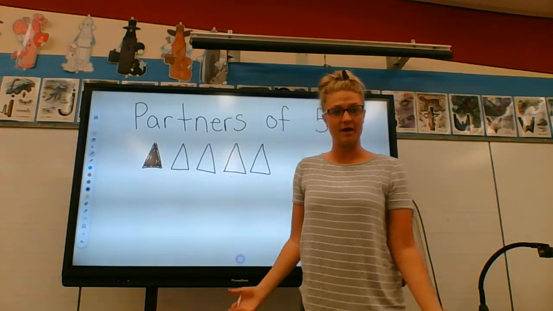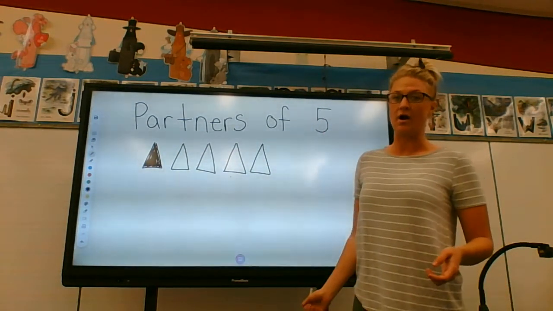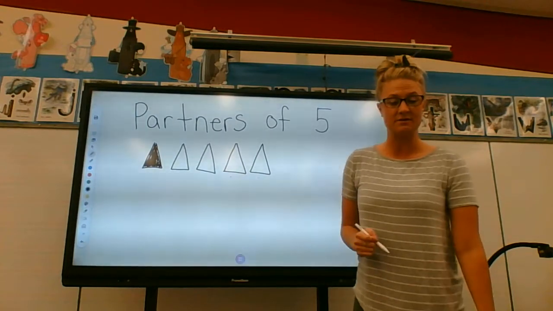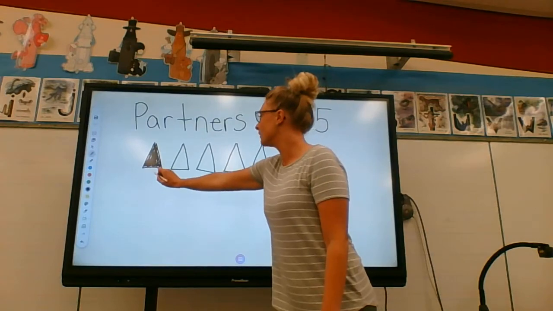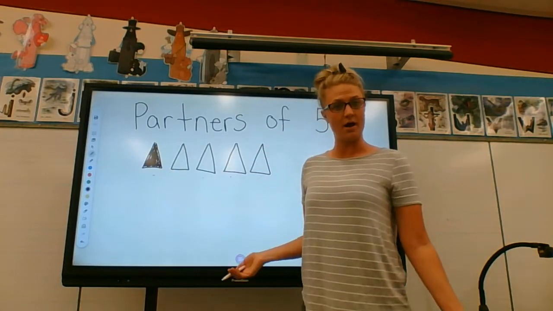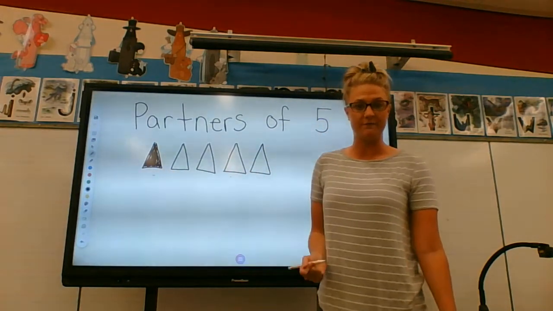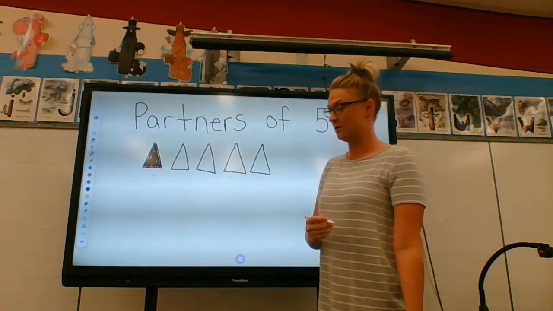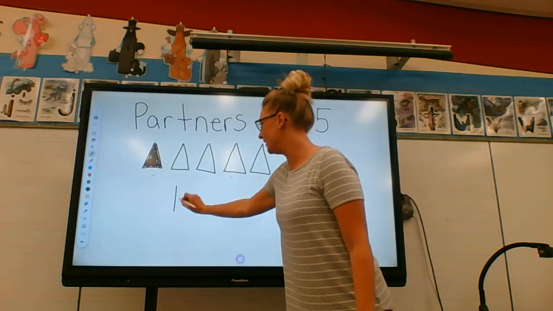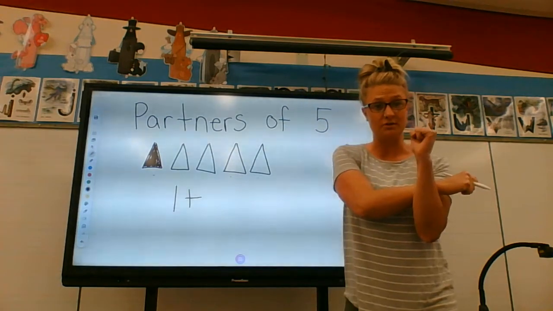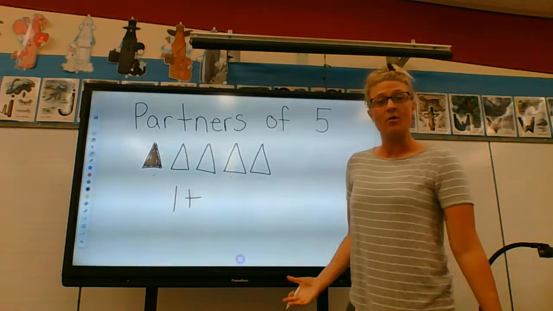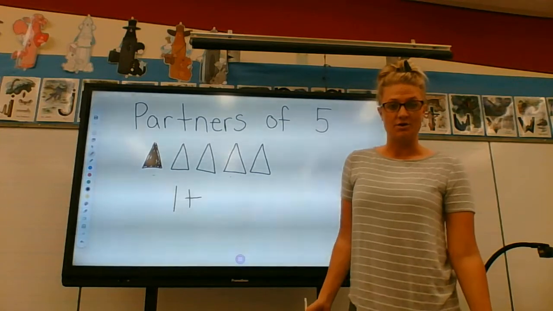So in order to figure out what our partners of 5 are, we have to first count the objects that are shaded. So let's count what's shaded. 1. So we just have one triangle that's shaded. So that's going to be our first number in the equation. So I'm going to write my 1 and my plus sign because I know that I'm adding them together to get to 5. Now our job is to count the shapes that are not shaded in.